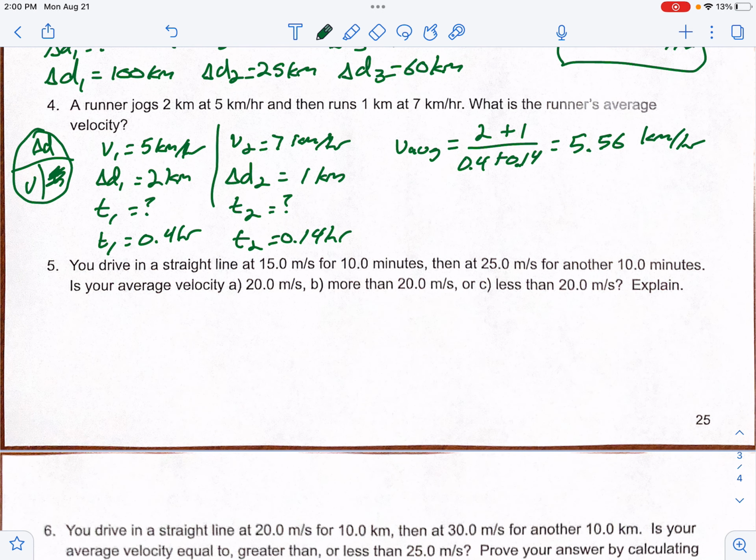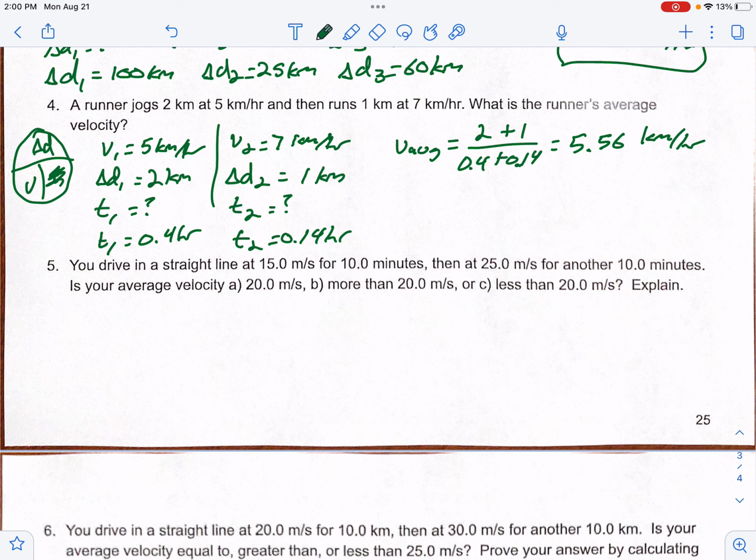Number 5, you drive in a straight line at 15 meters per second for 10 minutes, and then at 25 meters per second for another 10 minutes. Is your average velocity A, B, or C? Explain. Okay, so now, could you probably do this mentally and stuff? Yes, but I'm going to kind of go through.